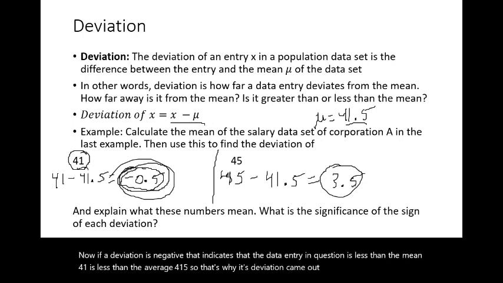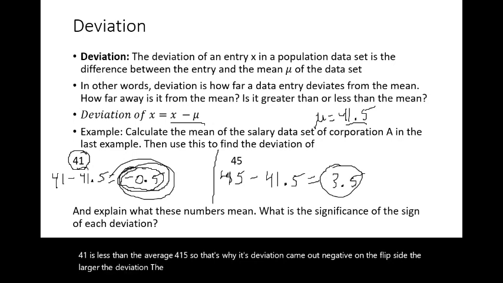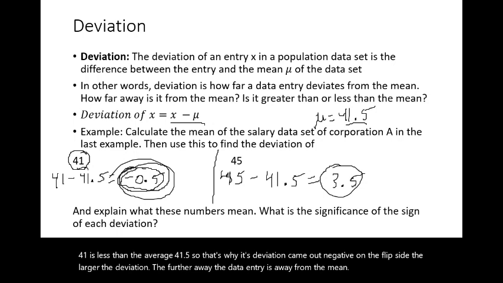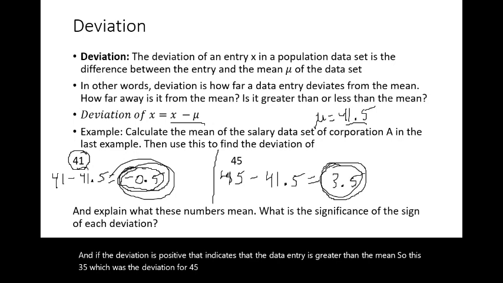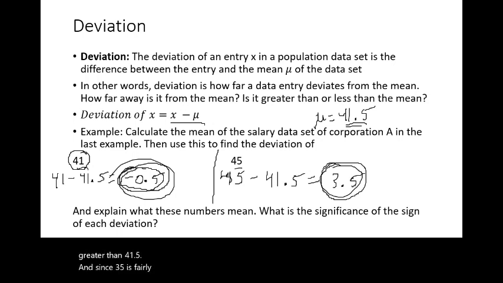On the flip side, the larger the deviation, the further away the data entry is from the mean. And if the deviation is positive, that indicates that the data entry is greater than the mean. So this 3.5, the deviation for 45, indicates that 45 was above the mean, which it is. 45 is greater than 41.5. And since 3.5 is fairly large, this indicates that 45 is $3.5 thousand above the mean.